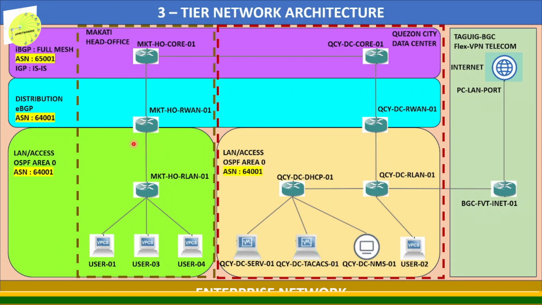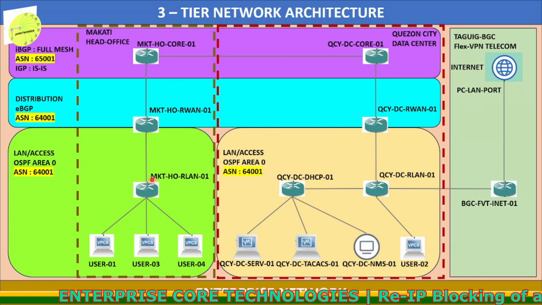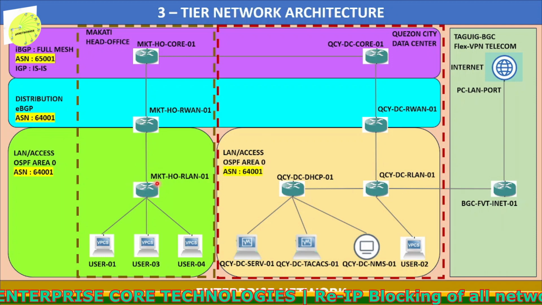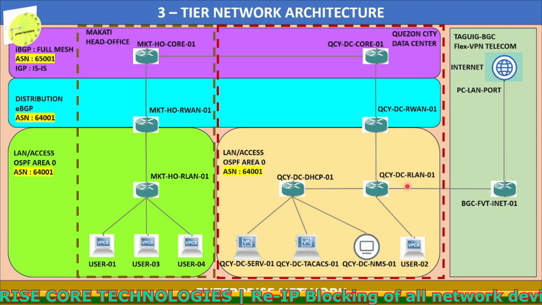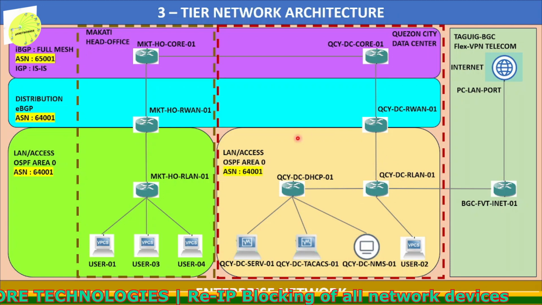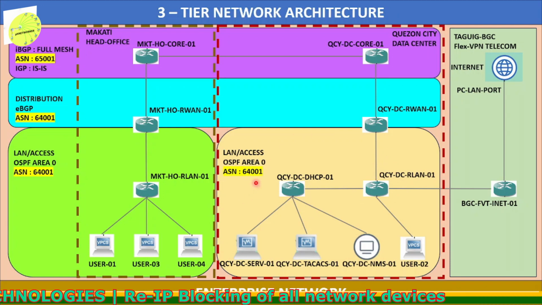Alright, and then on the LAN side, this will be our LAN router with the OSPF of area 0 with 64001 AS on both ends. So we will be changing. Right now we have the 6400 and the 6500, so during the process, we'll be changing that to 64001 on both sides.